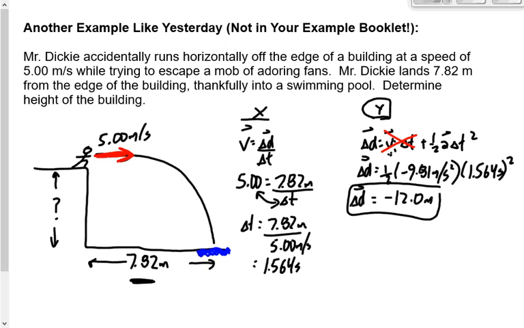Now, the question technically asks for the height of the building. We just found the displacement of me. If the displacement of me is negative 12, then the height of the building is positive 12. I'd accept either one, though. If you put down negative 12 as an answer on a test, I'd take that.